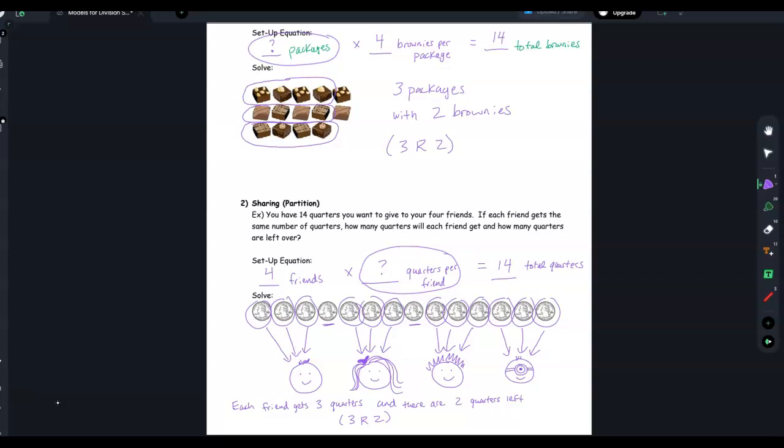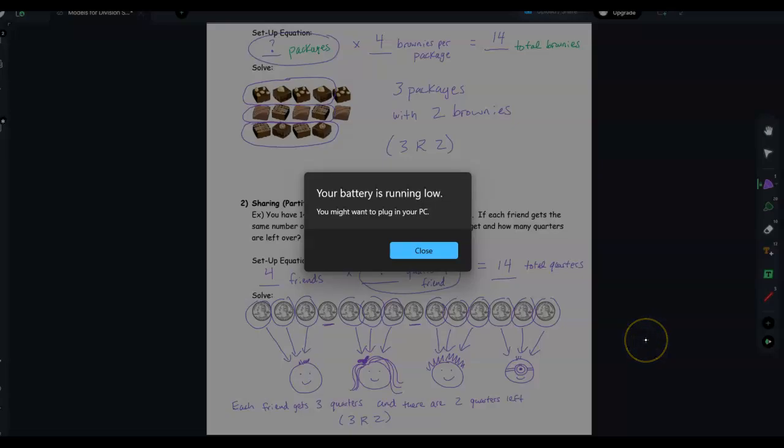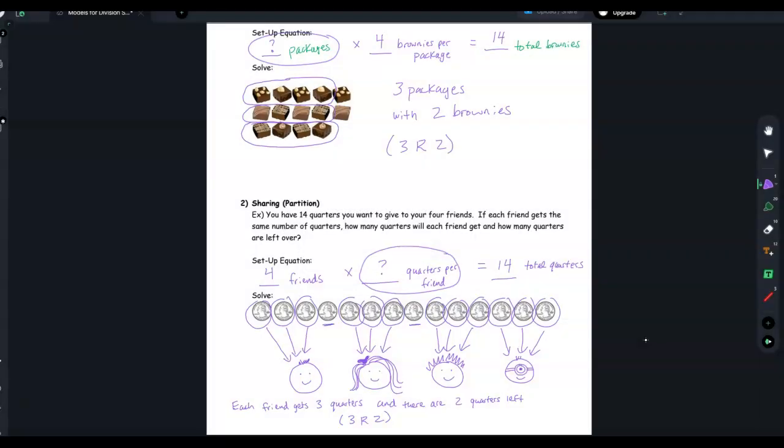And then the last way to tell is, are the units the same? Are the units the same on your remainder versus on your answer? So the answer is the same, 3 remainder 2. But with grouping, notice that the units were different. We had 3 packages, but the remainder was 2 brownies, versus on sharing or partitioning, they both have the same units. So 3 quarters and then 2 quarters left over. The units were the same.